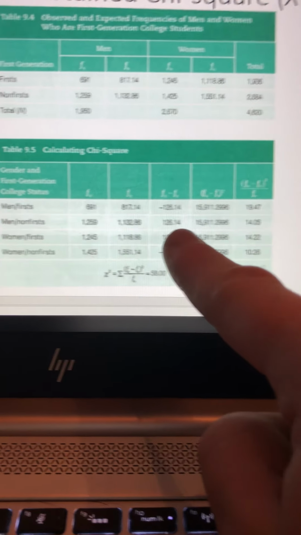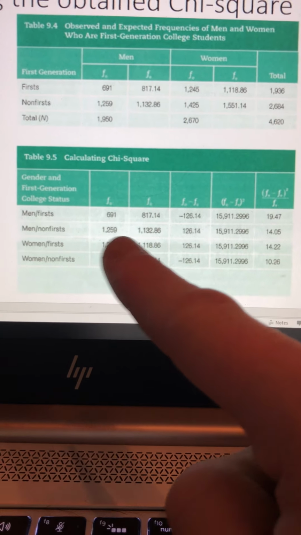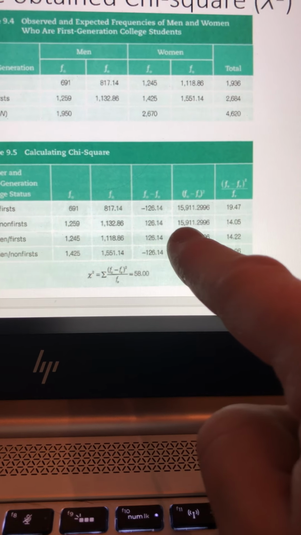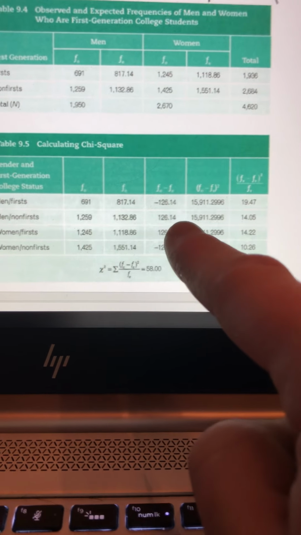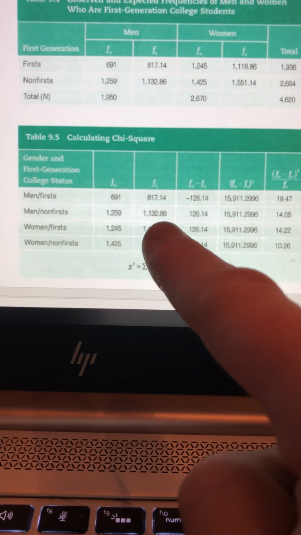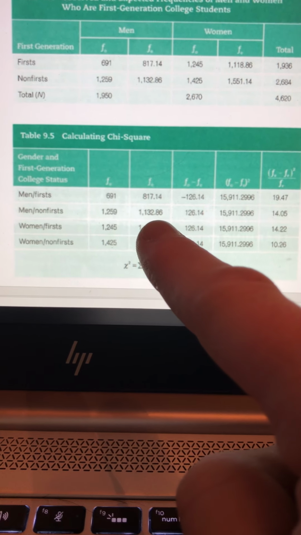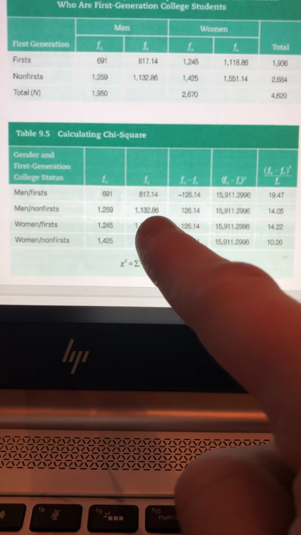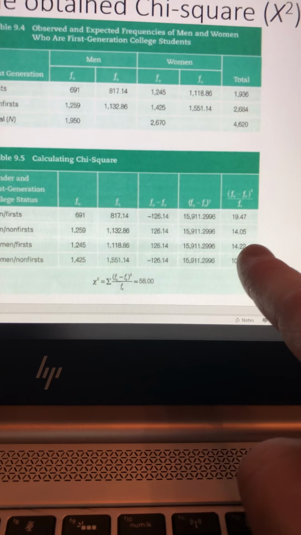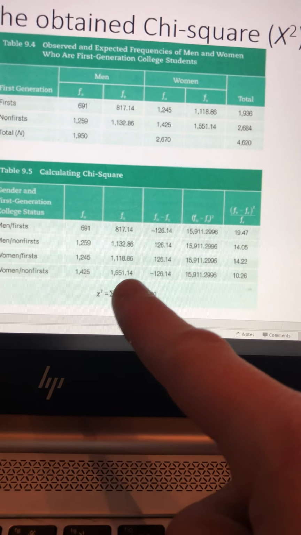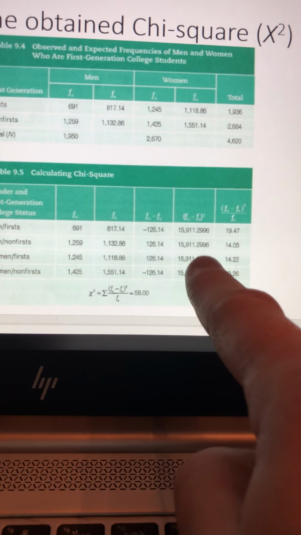So then for men non-first, you take this 15,911.2996 and divide by the expected number of men non-first, 1,132.86. You get 0.05. Women first, it's the same thing.